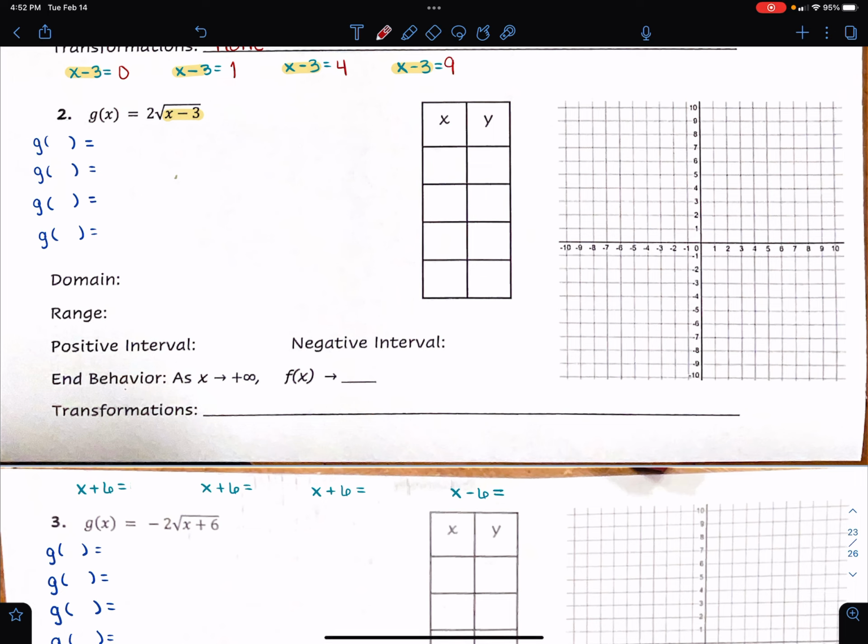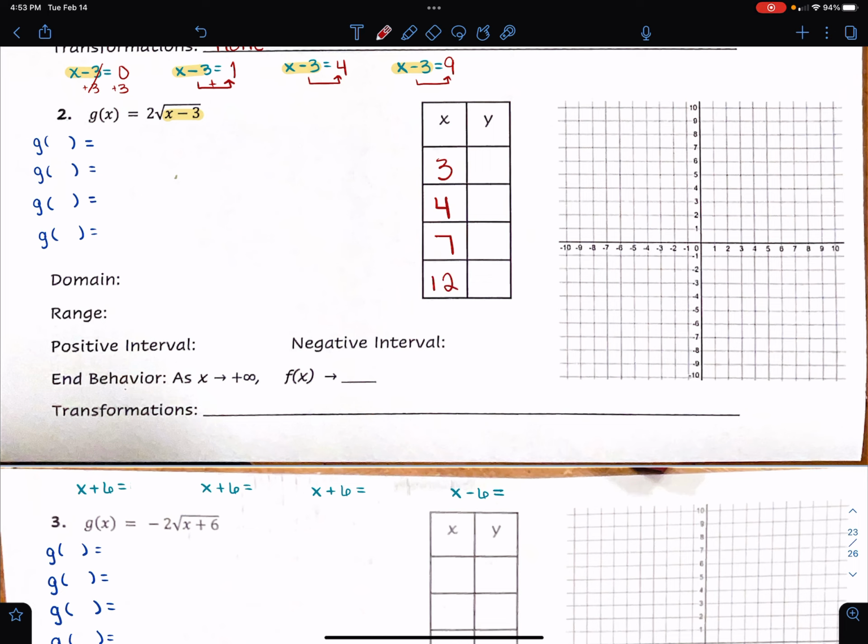Now I'm going to go ahead and solve for x. So I'm going to add 3 to both sides. That gives me x equals 3. Here, I'm going to add 3 to the other side, so 1 plus 3 gives me 4. Then I'm going to add 3 to this side, and that is going to give me x equals 7. And I'm going to add 3 to this side, and that's going to give me x equals 12.